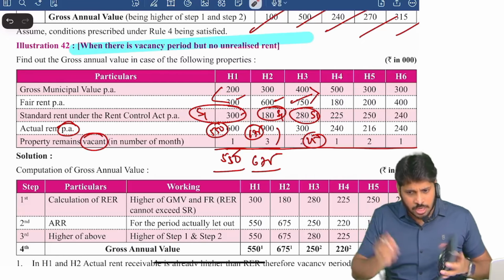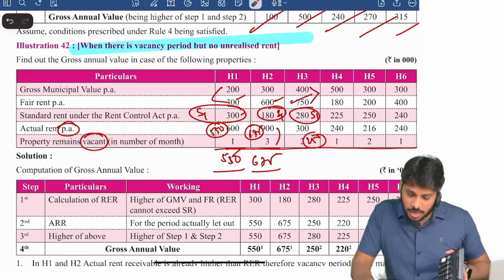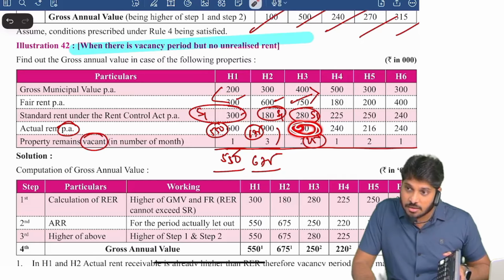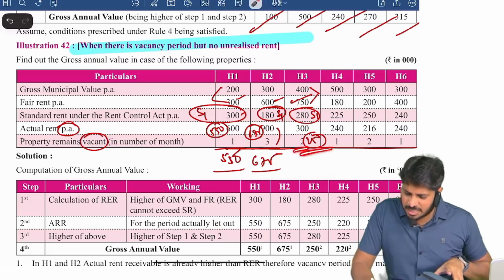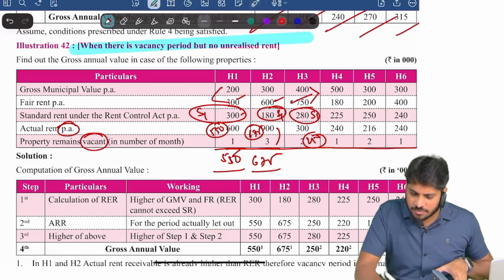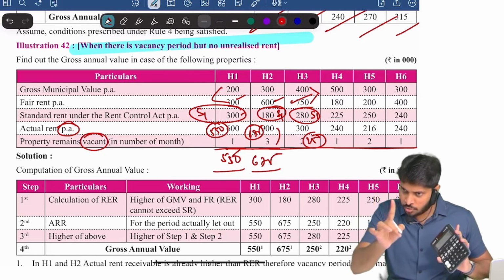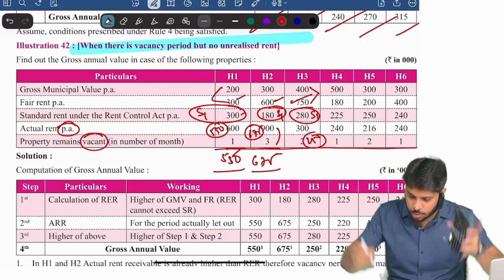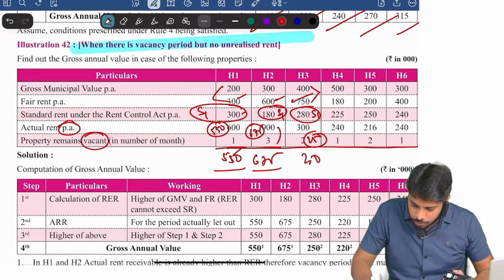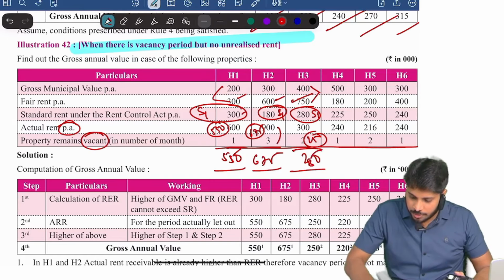Okay, we'll check. If vacancy is not there, my step 2 would have been 300. Yes or no? Because of vacancy, my step 2 is 250. Now, because of vacancy, my step 2 is lower, so you can't charge me higher rent. My actual answer is original step 2. Original step 2 is what? 250. Exactly. Next.